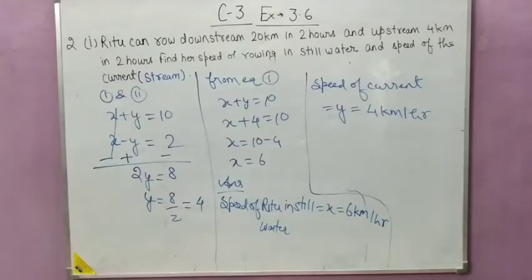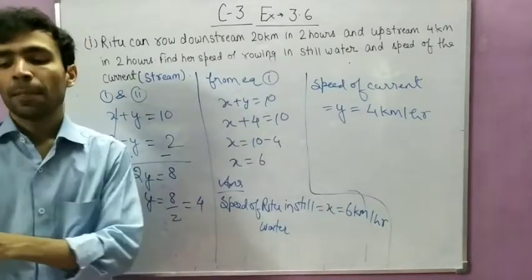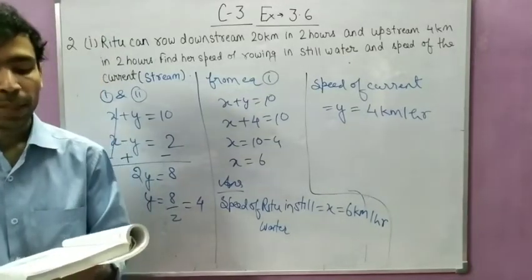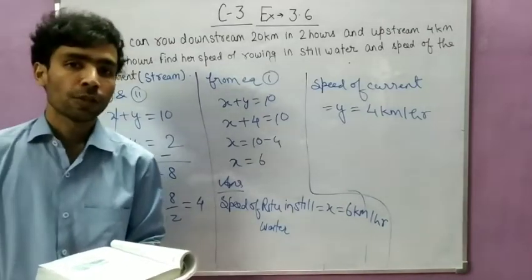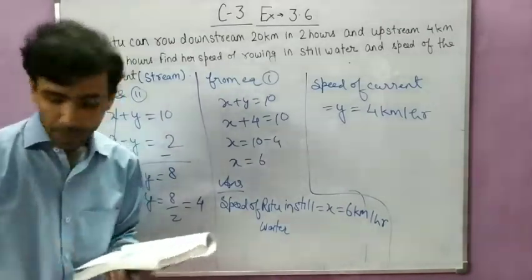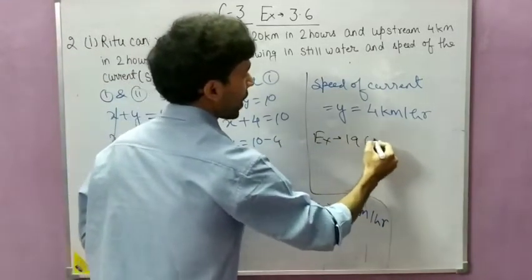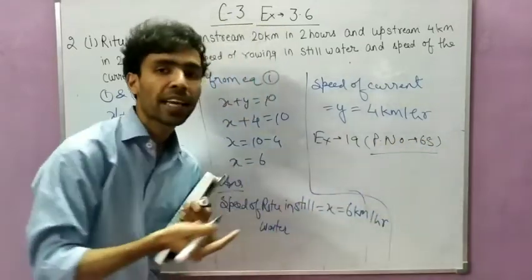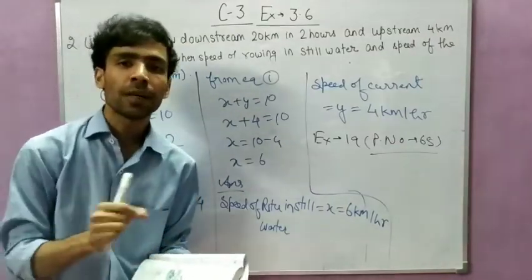So by this, students, you can solve this type of question, that is upstream and downstream. One question is given in example number 19 of page number 65 in the NCERT book, which is based on upstream and downstream. You can solve that question also. According to my book page number 65, but because it is old, the page number can vary. You can solve it in your copy. This question is based on the upstream and downstream concept.